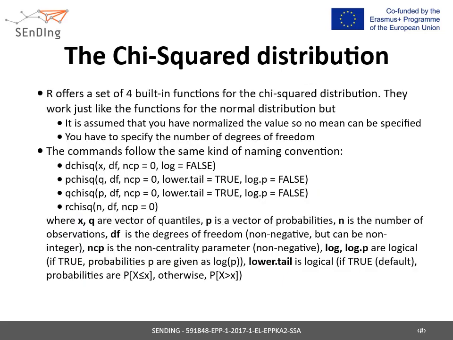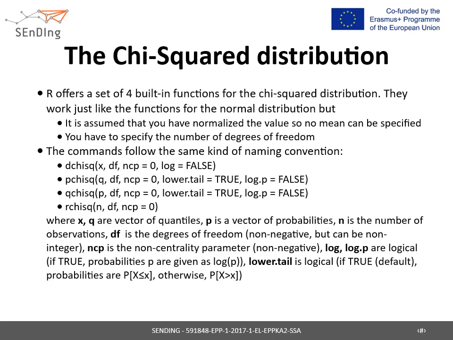R offers a set of 4 built-in functions for the chi-square distribution. These functions work just like the functions for the normal distribution. The first difference is that it is assumed that you have normalized the value so no mean can be specified. The other difference is that you have to specify the number of degrees of freedom. The commands follow the same kind of naming convention, and the names of the commands are dchisq, pchisq, qchisq and rchisq.